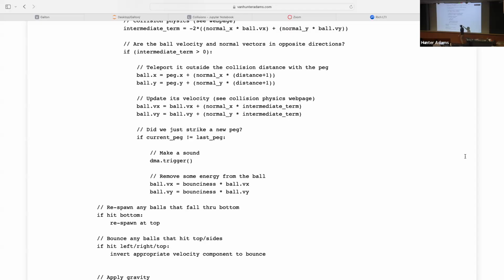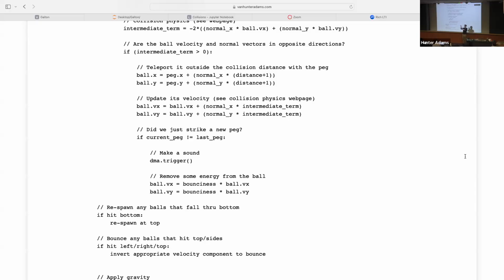And then the only other thing I wanted to point out in connection with this pseudocode, because I think the rest of it largely speaks for itself, is we make a sound. We trigger the DMA channel to make a sound whenever a ball strikes a new peg. And so this is one extra piece of state to keep track of for each ball: what was the last peg that I hit?